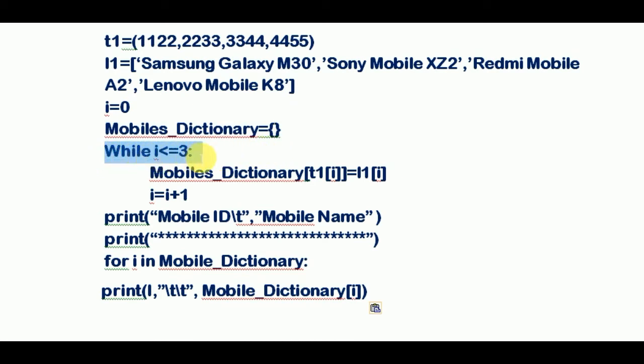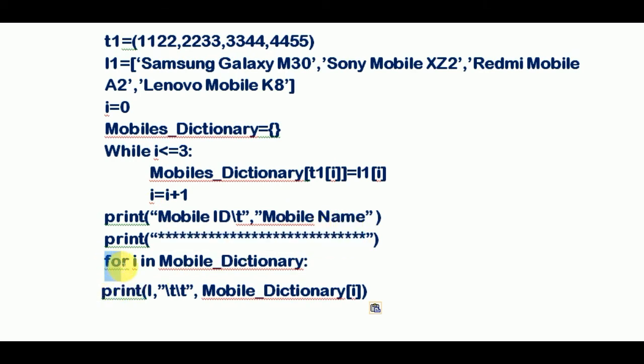Now the condition would be checked here. While I is less than or equal to 3, mobile dictionary of T1 of I equals L1 of I. The condition would be checked here. Now I equals I plus 1. Now print to display the message mobile ID, mobile name. Next print would print stars as a display below the mobile ID and mobile name.